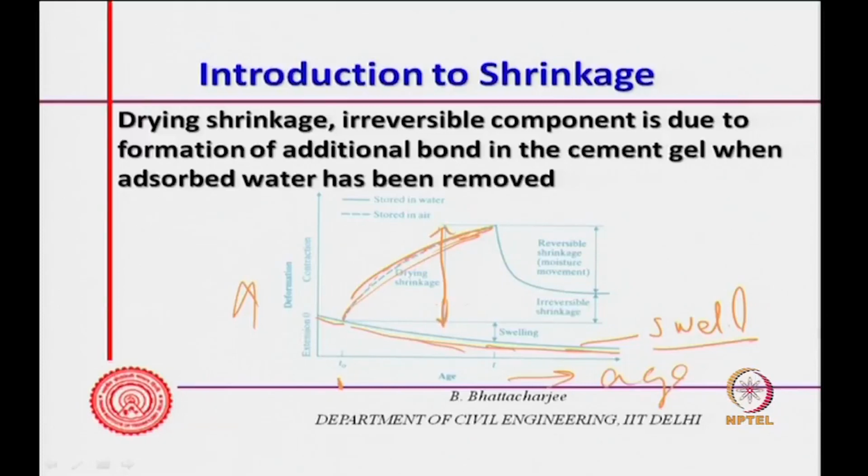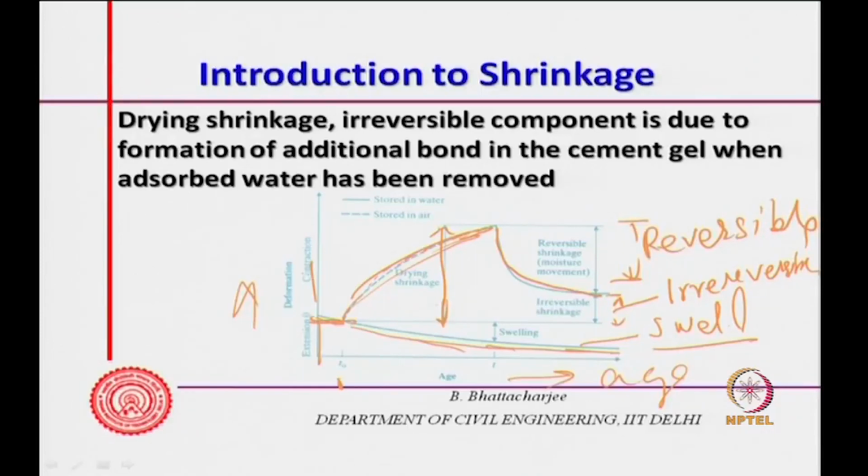and then supposing you put it wet again, then it will come back. So, this is reversible shrinkage, so you have moisture coming in, but it does not come back fully. So, there is some amount of irreversible shrinkage. So, this is reversible, and this is irreversible shrinkage. So, with age, this portion is elongation, and this is contraction.